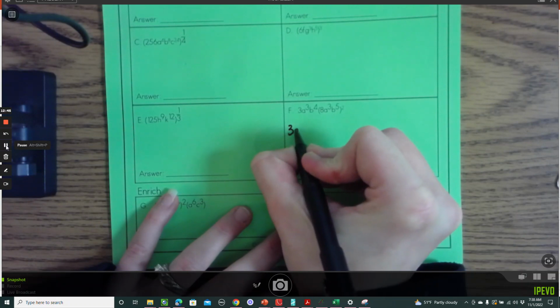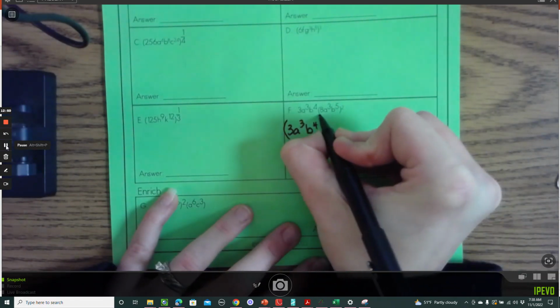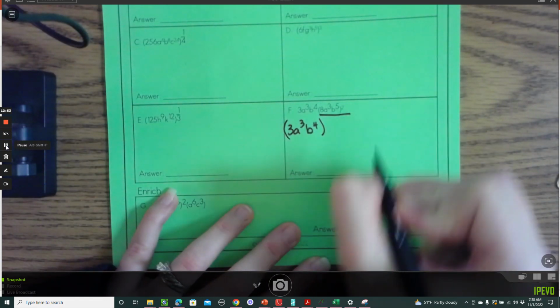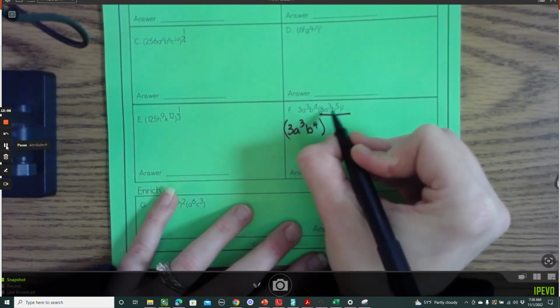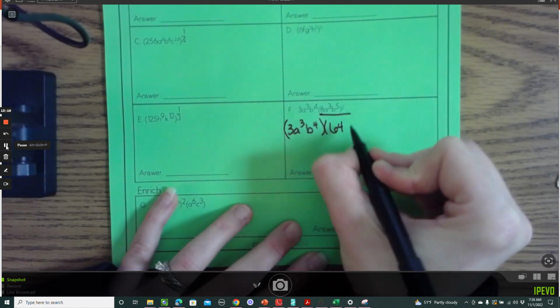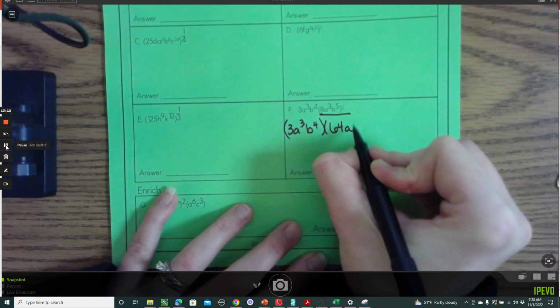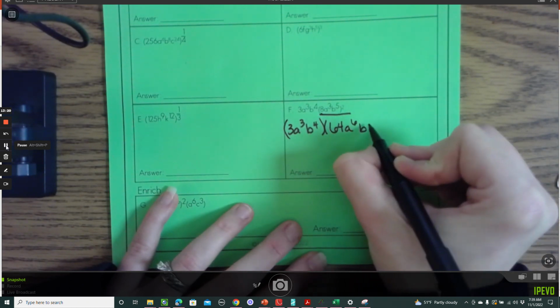So the 3a cubed, b to the 4th, that all stays the same. We have to do this section first. So 8 squared, that's going to be our first piece. Remember, exponents first. Don't forget to apply the exponent or the multiplication or whatever operation to your coefficients. So 8 squared is a 64. A to the third to the second. 3 times 2 is 6. And then we've got a b. B to the 5th to the second. 5 times 2 is a 10.